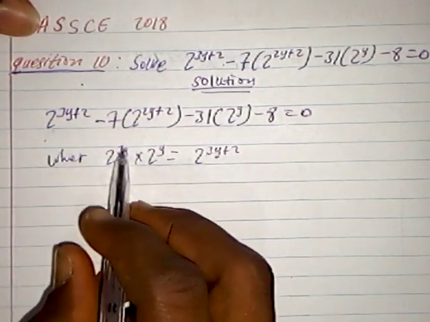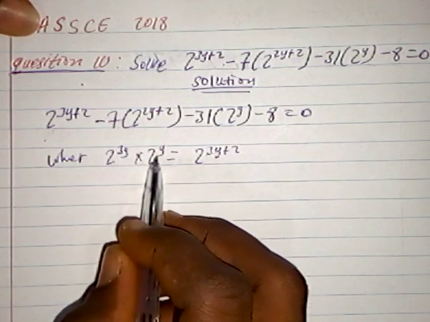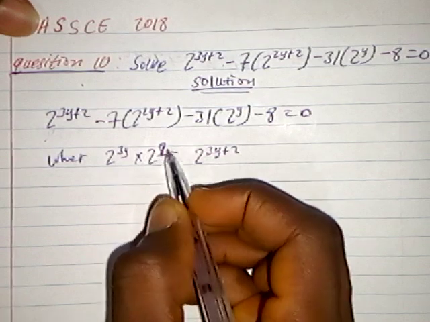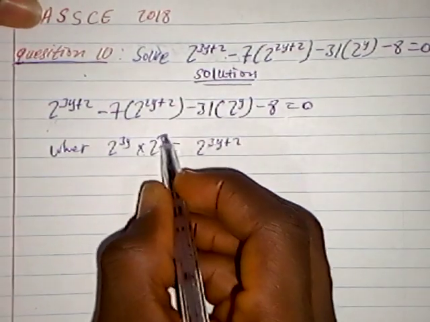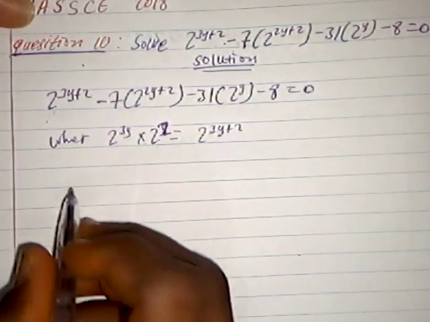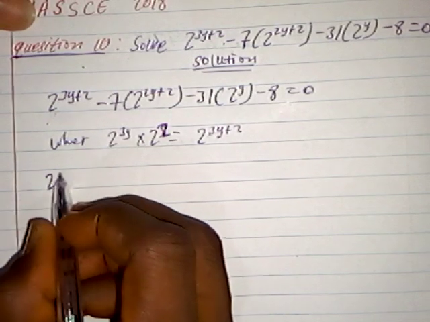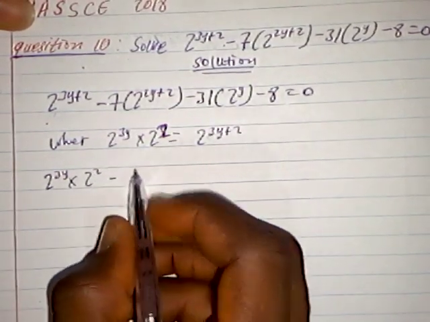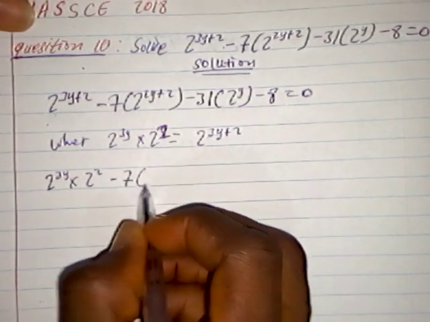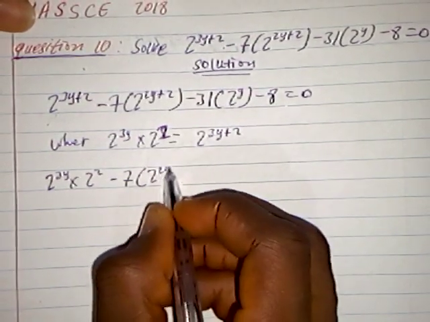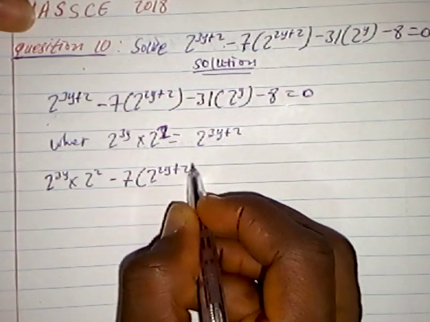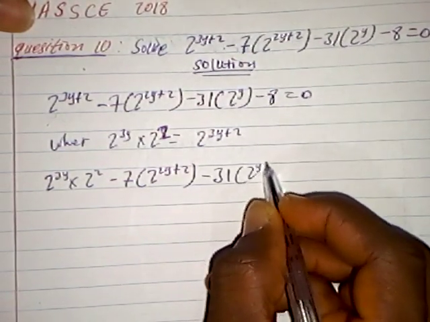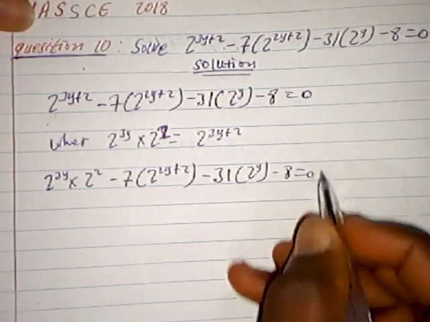So anyway, we see 2 raised to the power 3y plus 2. We are going to put 2 raised to the power 3y times 2 raised to the power, sorry, this one's supposed to be 2. 2 raised to the power 2. Good. Now what next? We go 2 raised to the power 3y times 2 raised to the power 2, minus 7 into 2 raised to the power 2y plus 2, minus 31 into 2 raised to the power y, minus 8 equals 0.